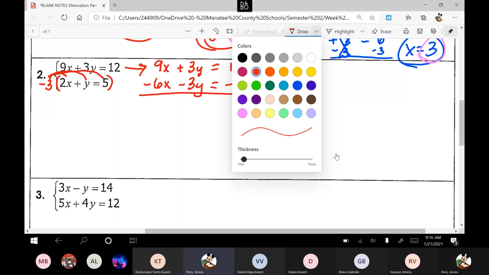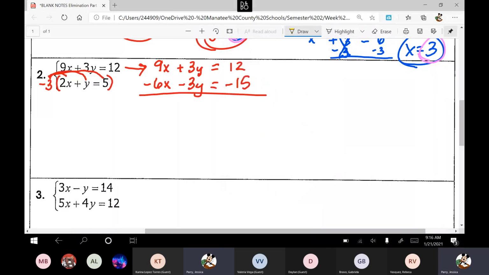Okay. So let's double check. Make sure that we did this correct. We said we're going to eliminate our y values. Are the y values opposites now? Positive 3y and negative 3y, are they opposites now? Yes or no? Remember, opposites need to have different signs and the same number in order for it to be opposites. And the correct answer for this is yes, they are opposites.